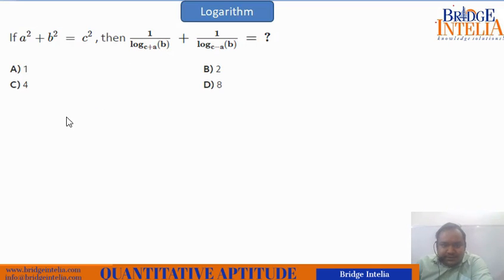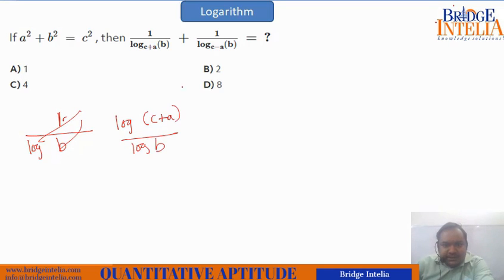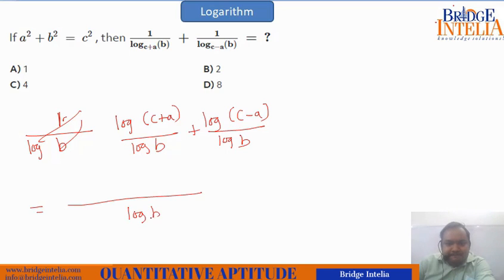So 1 by log, so this can be rewritten as, if you write this in fractional form, log of c plus a divided by log b plus log of c minus a divided by log b. So if you take log b common, then what do we get? We get log of c plus a plus log of c minus a.